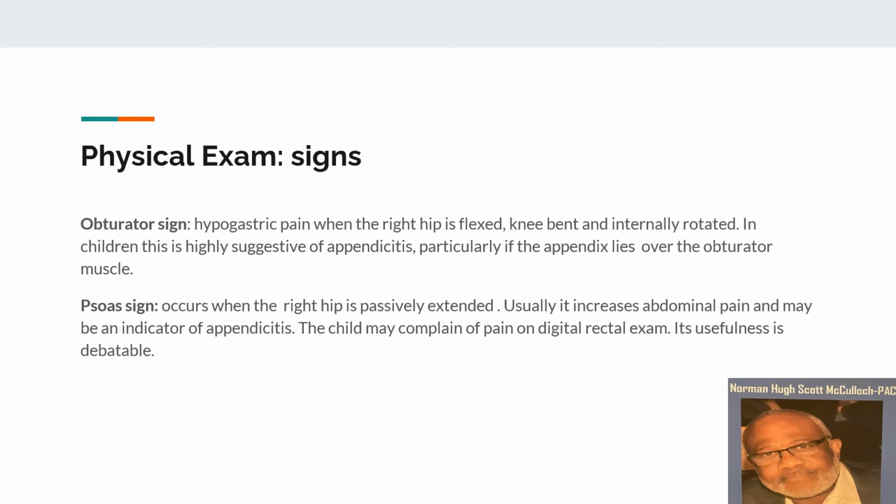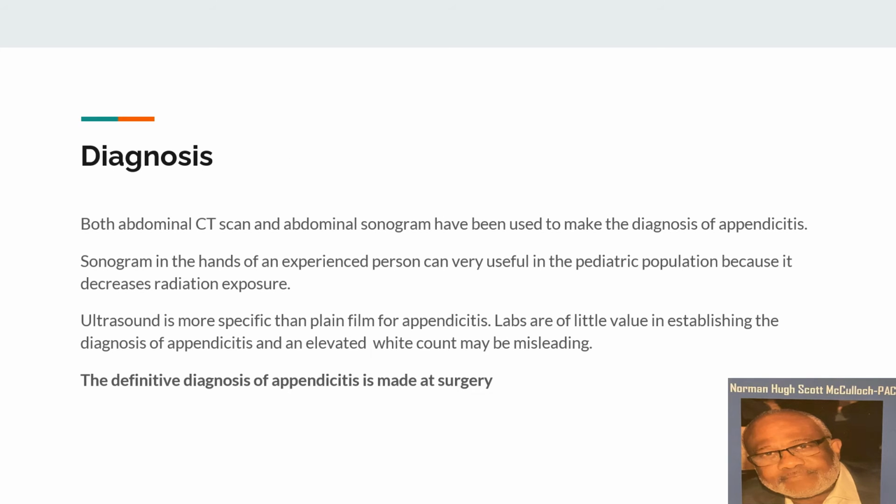The psoas sign. This occurs when the right hip is passively extended. Usually, it increases abdominal pain and may be an indicator of appendicitis. The child may complain of pain on digital rectal exam. Its usefulness is debatable.